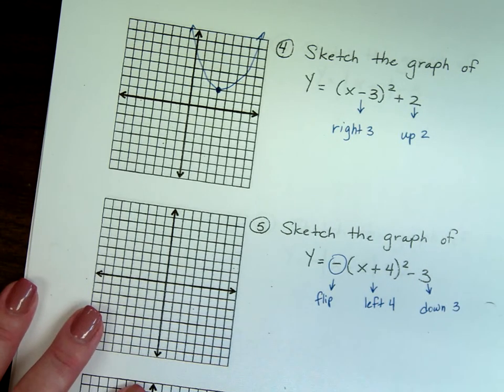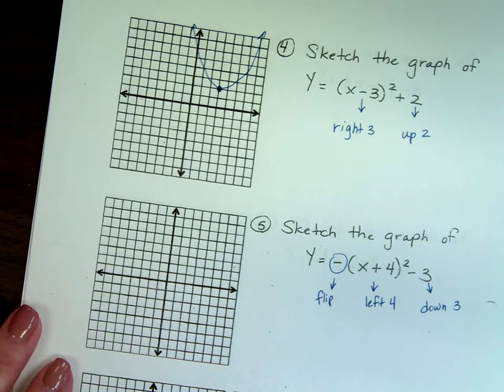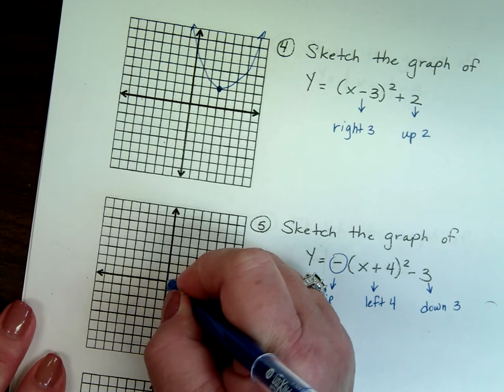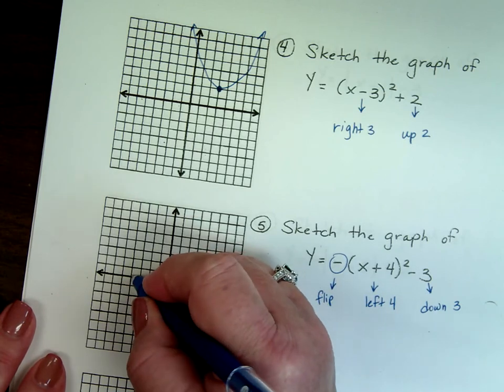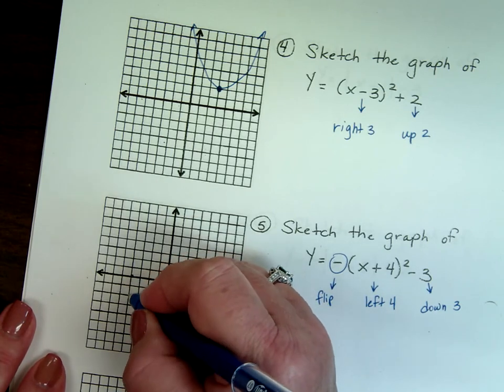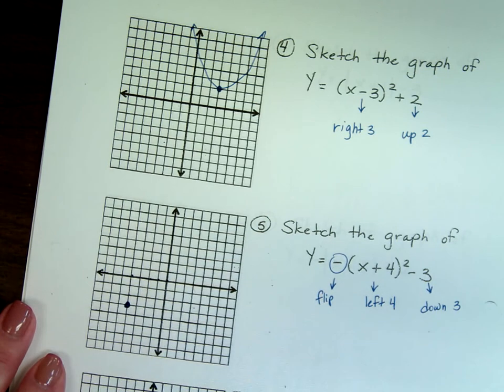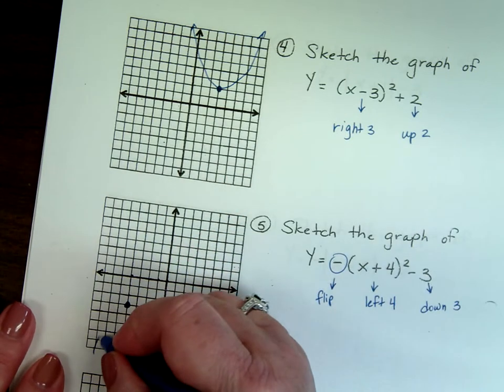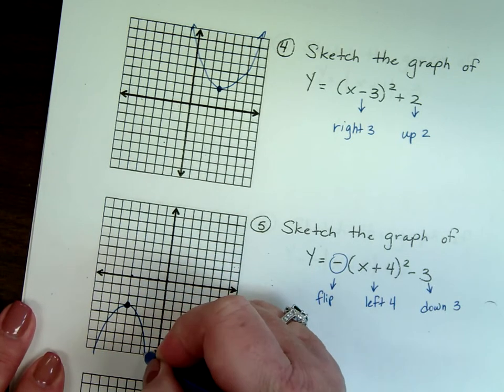And so let's see from that information if we can graph this guy. If I start at the origin where it normally would start, I'm going left 4. 1, 2, 3, 4. Down 3. 1, 2, 3. Put a dot. And this one, it normally would have been a happy parabola, but because of the negative sign, it's now a sad parabola. Just over here.